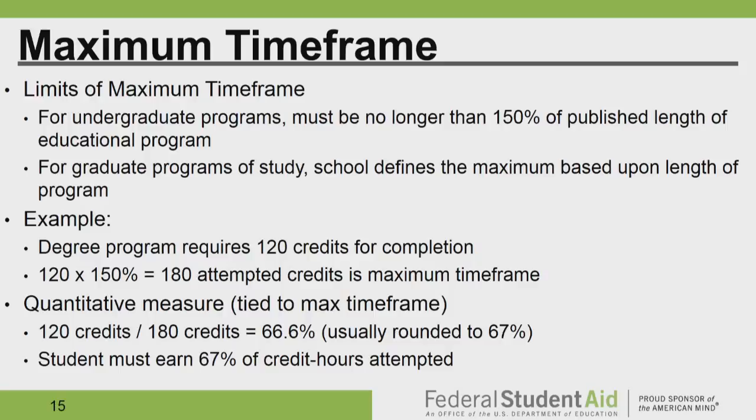So the quantitative measure is tied to maximum time frame. You're looking at, again, our example here of 120 credits divided by 180 credits of your maximum time frame, and you get to 66.6%, which typically we would round, and we talk about 67%. So your student needs to complete 67% of the credit hours or clock hours attempted.